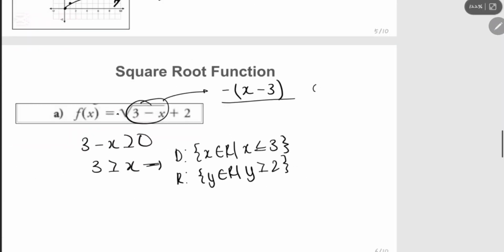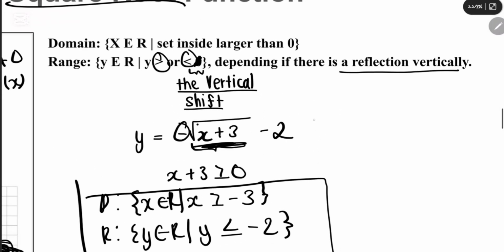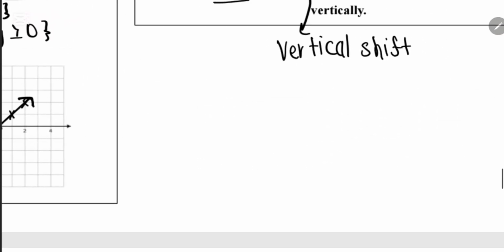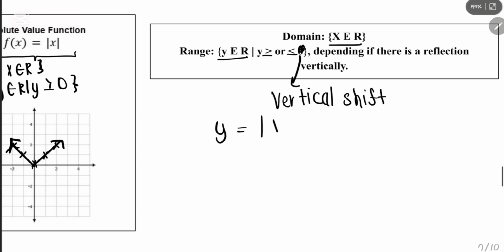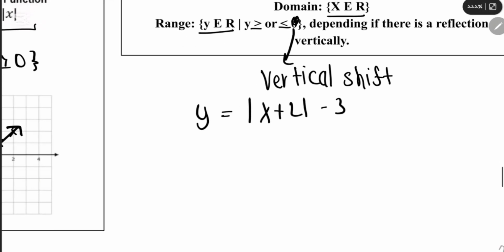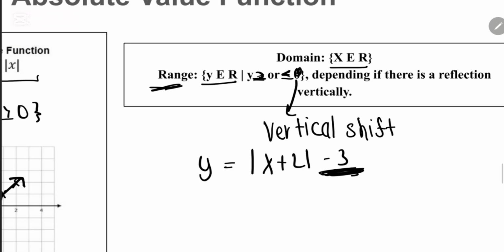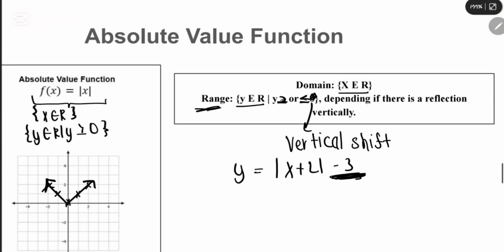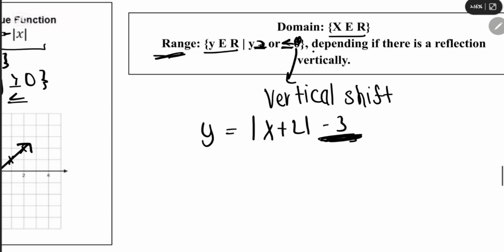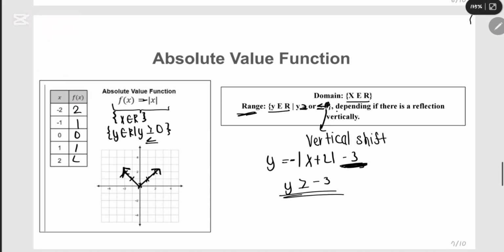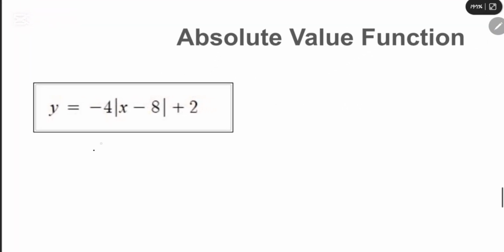So what I mean by vertical shift, same thing as here, right? Vertical shift is this value. So whatever it is at the end, basically. So if y equals the square root of x plus 2, minus 3, this is a number you have to pay attention to when you're doing the range. And to determine if it's bigger than or equal to or smaller than or equal to, you do the same thing as you did for the parabola. If it's reflected, say it's a negative here, then it becomes smaller than or equal to. So for this graph, it's going to be y is bigger than or equal to negative 3 because there's no reflection. Okay, let's try an example.